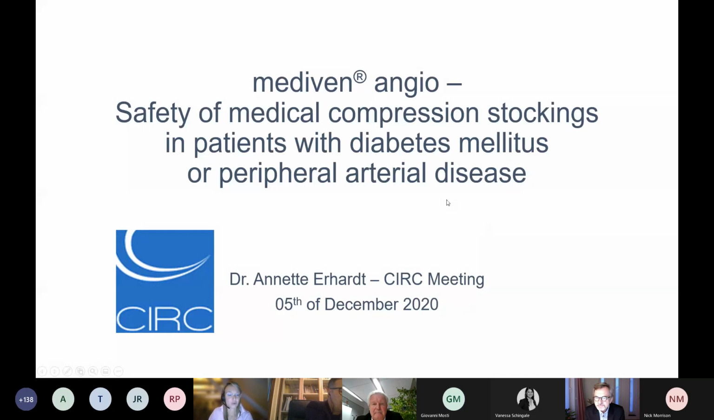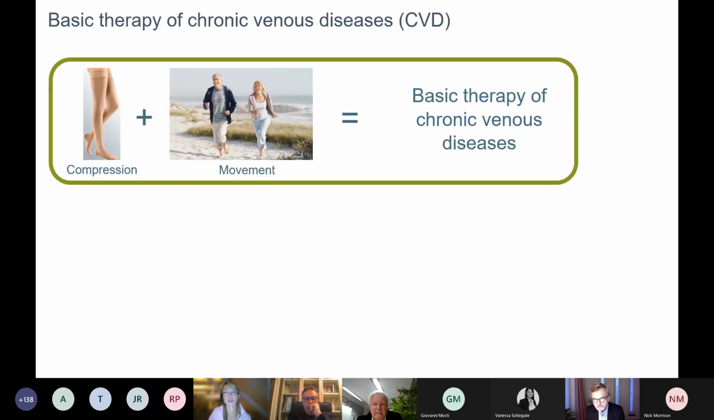So it's my pleasure to present you the data of a currently published study with a new round-knitted product, namely the Medivin Angio. And in this study, we demonstrated the safety of this specific medical compression stocking in patients with diabetes mellitus or peripheral arterial disease. And so I think this presentation perfectly fits to the data already presented by Dr. Mosti currently. And you all know that compression and movement is the basic therapy of chronic venous disorders.